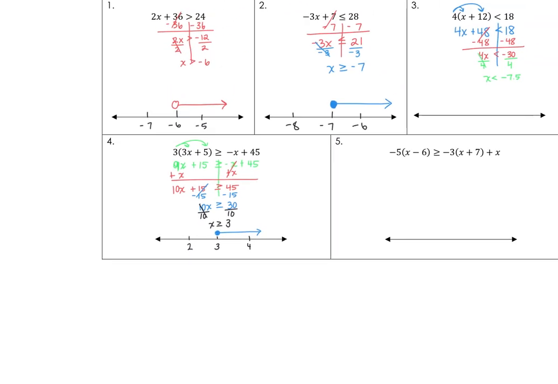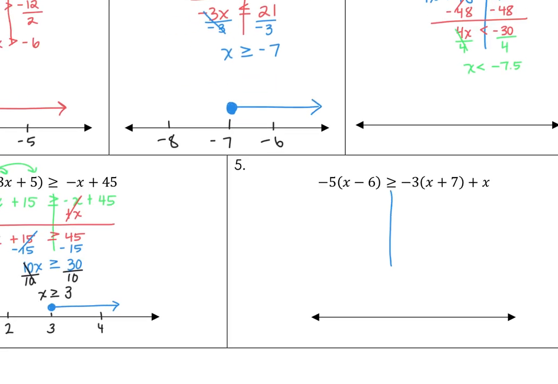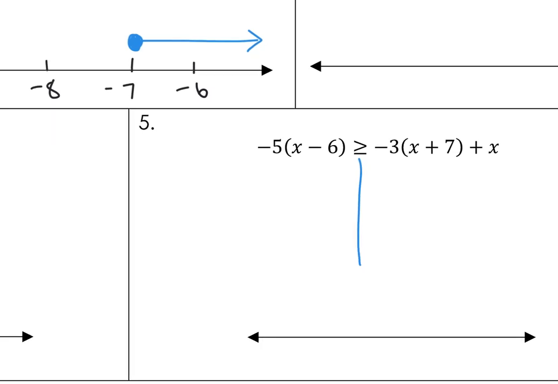All right, last one, number 5. You and your partner are going to work together. I'm going to give you guys about 2 to 2.5 minutes. Ready, go.